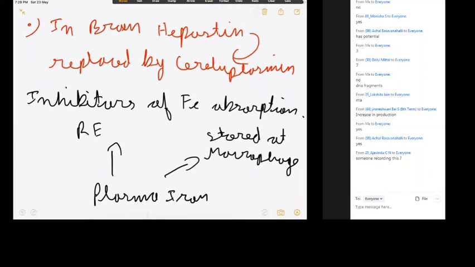In brain, one important point is in brain you don't have hephaestin, you have ceruloplasmin. Okay. In brain, what do you have? But does the function change? No, the function doesn't change. In brain, whatever hephaestin does, same thing ceruloplasmin does. Okay.